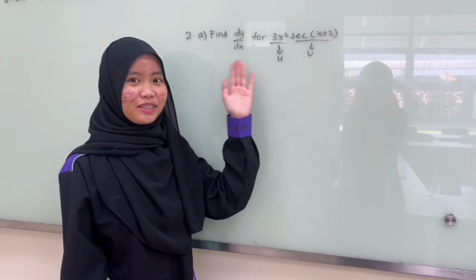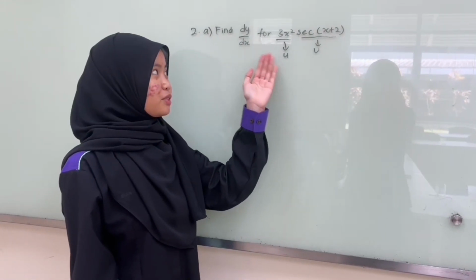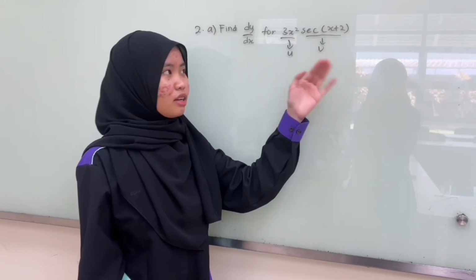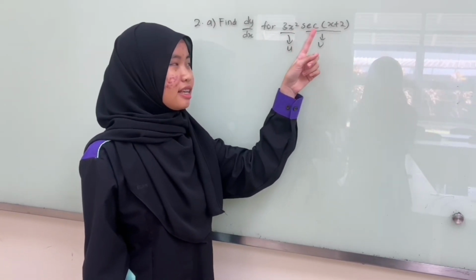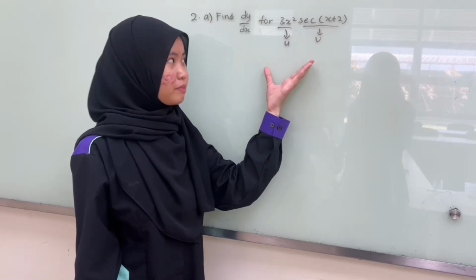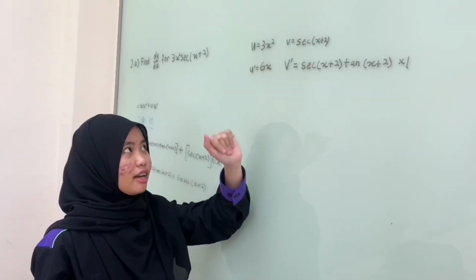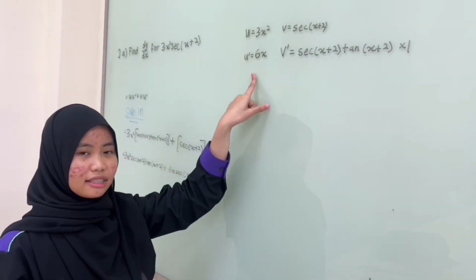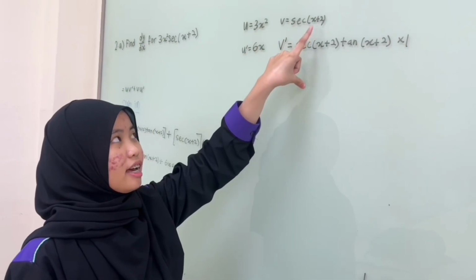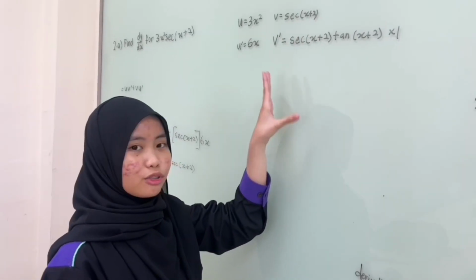Okay, so for this question, find dy over dx for 3x squared times sec x plus 2. We can apply the product rule to this question because 3x squared and sec x plus 2 are two differentiable functions. u is 3x squared, and then we need to differentiate u into u prime, so we will differentiate it to become 6x. v is equal to sec x plus 2. We need to use the derivative of trigonometry.